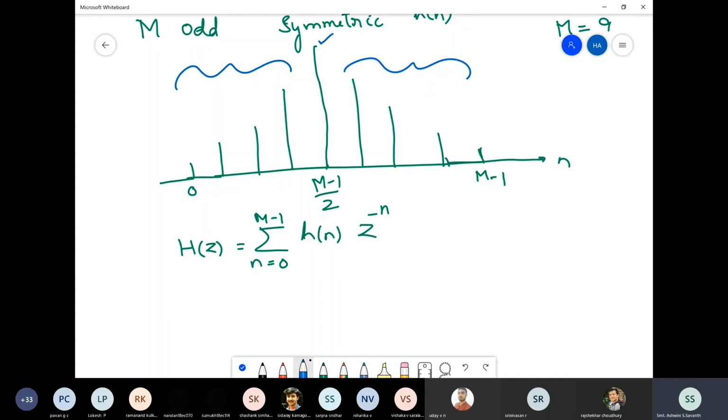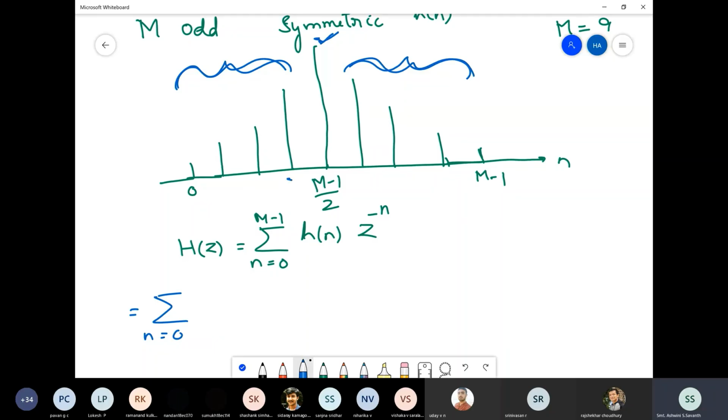So we'll split the summation n from 0 to m minus 1 into the first half consisting of these samples, okay, then a single term with the center sample, and the second summation with these remaining samples that we have. Okay, is that fine? So the first summation starts at n is equal to 0.